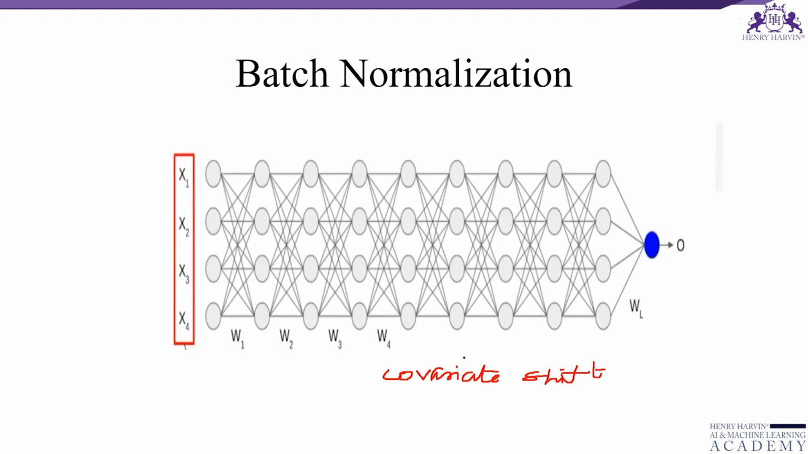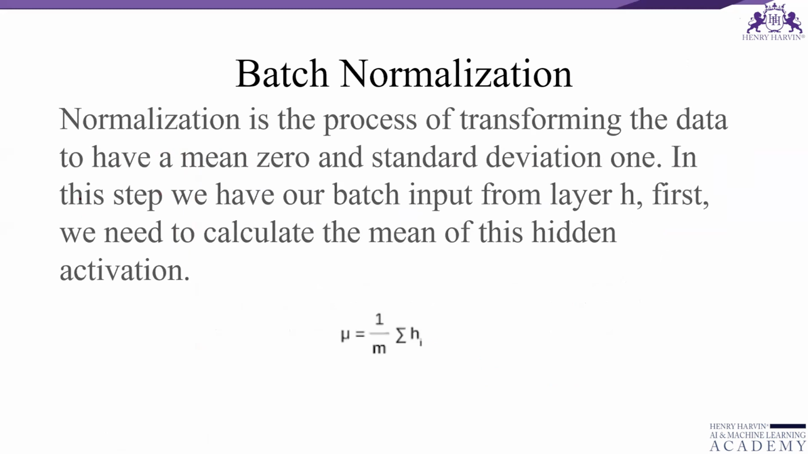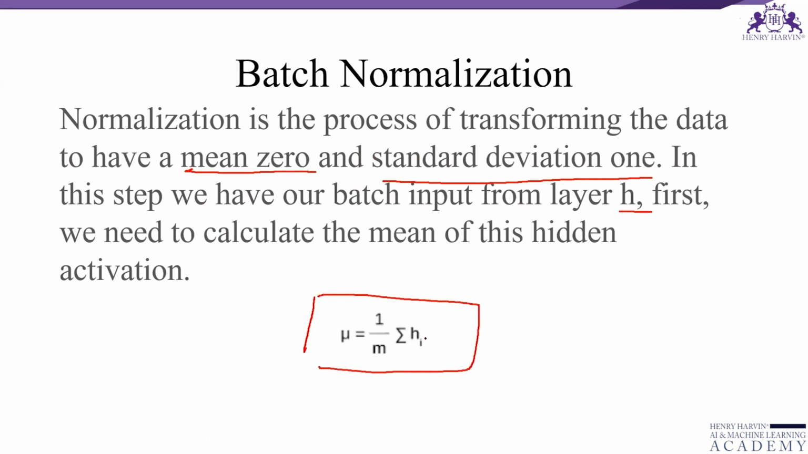Before that, we will understand how batch normalization basically works. Normalization is the process of transforming the data to have zero mean and standard deviation 1. We have some input from layer H, our batch input. We need to calculate the mean of this hidden activation. That is step 1.